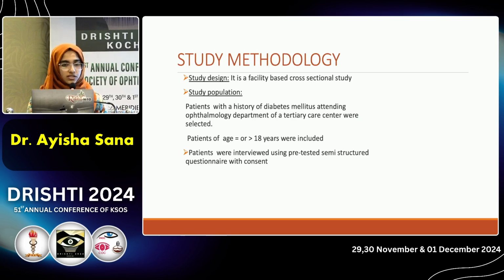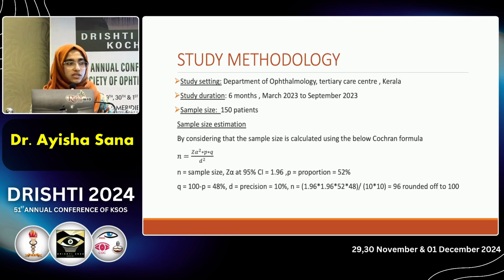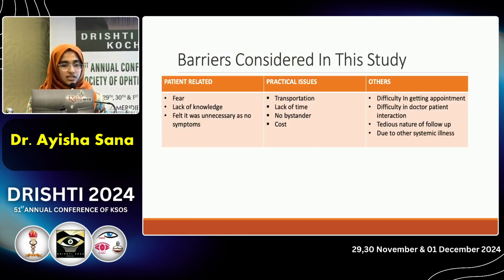This is a cross-sectional study conducted in patients with a history of diabetes mellitus attending the ophthalmology department of a tertiary eye care center. Patients of age more than or equal to 18 years were included, and they were interviewed using a pre-tested semi-structured questionnaire with consent. This was a 6-month study conducted in 150 patients, and the barriers considered include fear, lack of knowledge, felt it was unnecessary as no symptoms, transportation difficulties, inability to find time, no bystander, cost, difficulty in getting appointment, difficulty in doctor-patient interaction, tedious nature of follow-up due to other systemic illness, etc.